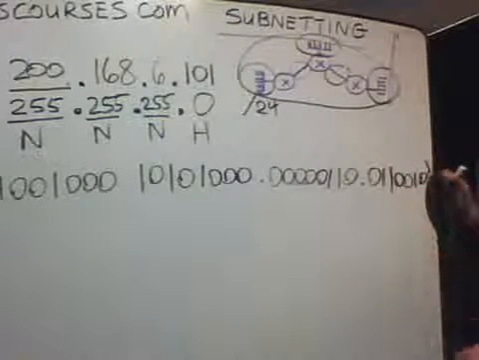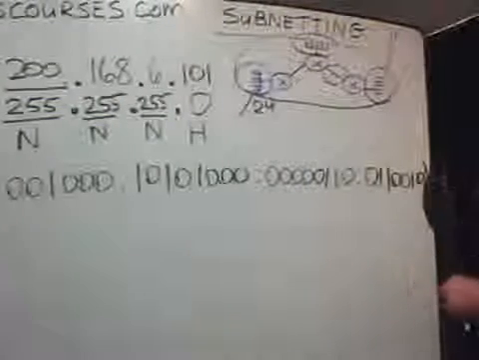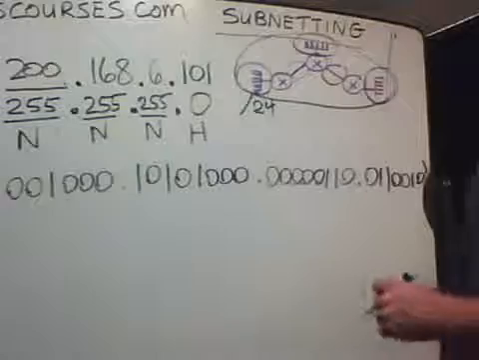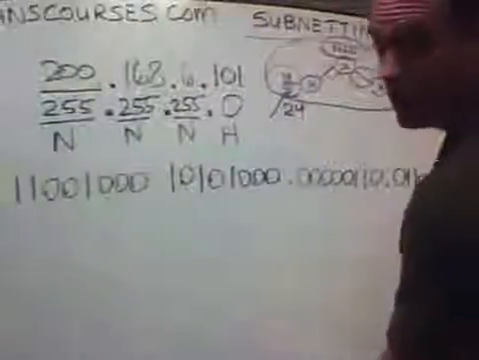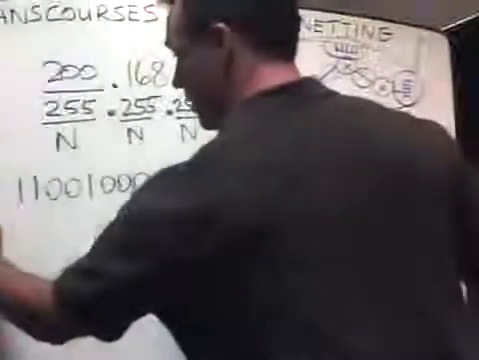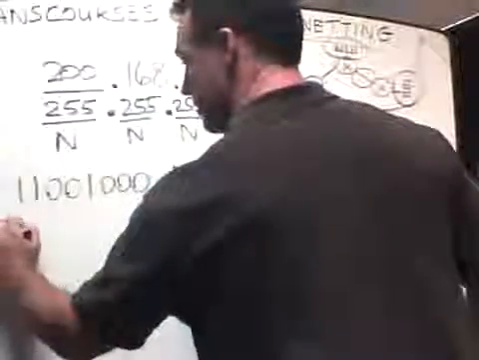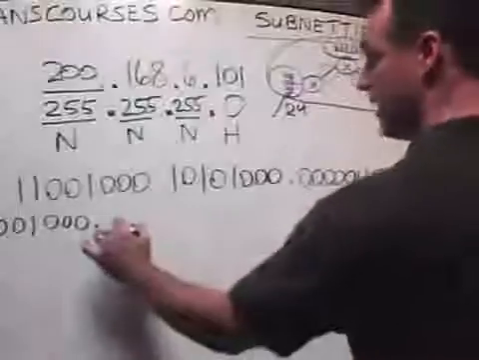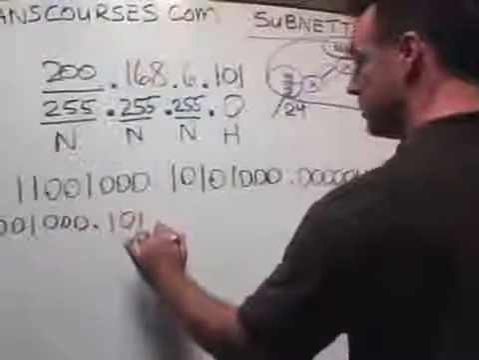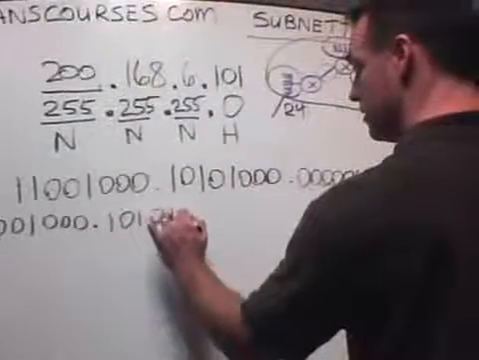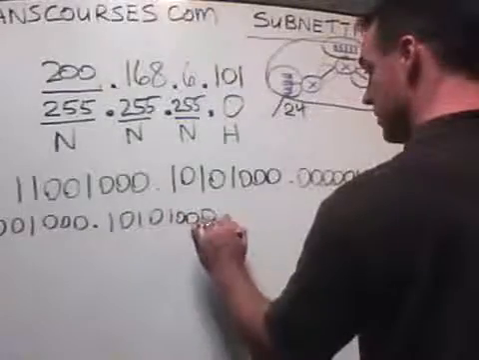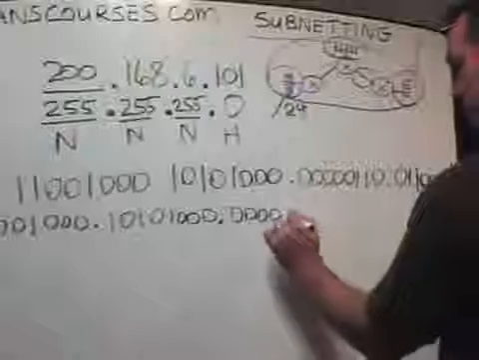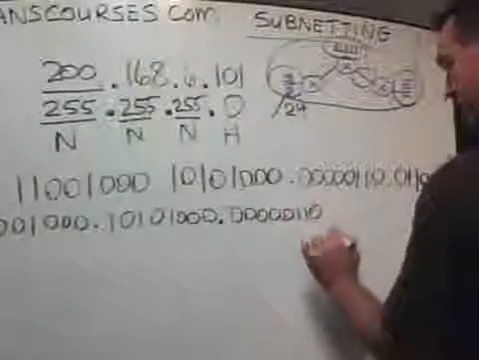0, 1. All right? Boy, that's not smart. I wish we could write that out better so that it fits better. Let's write that out better. 1, 1, 0, 0, 1, 0, 0. And 1, 0, 1, 0, 1, 0, 0, 0. And 1, 2, 3, 4, 5. All right?